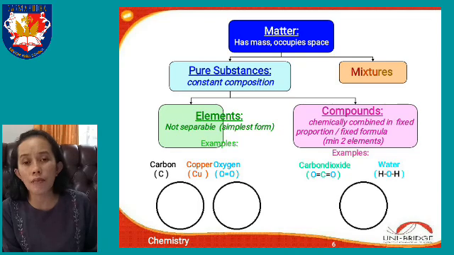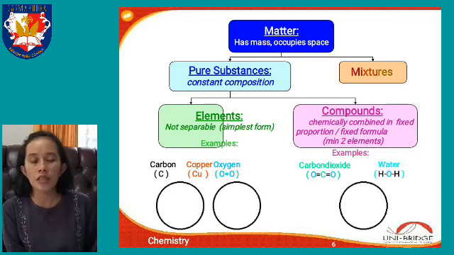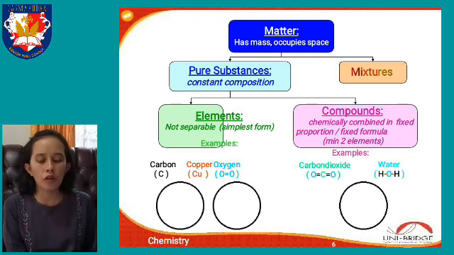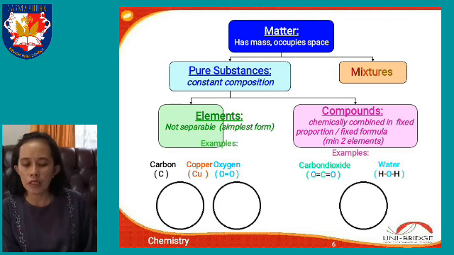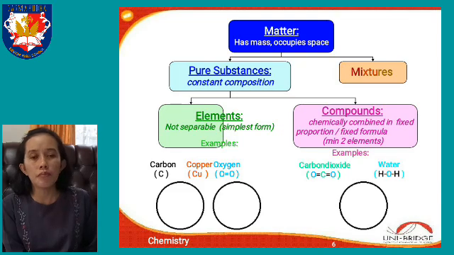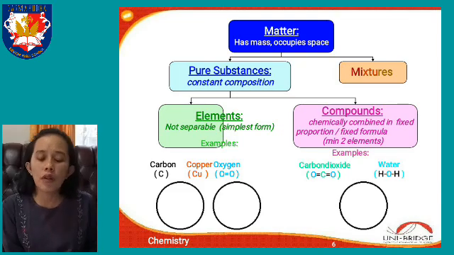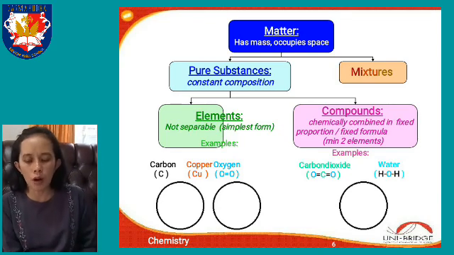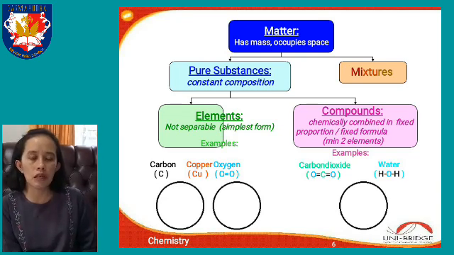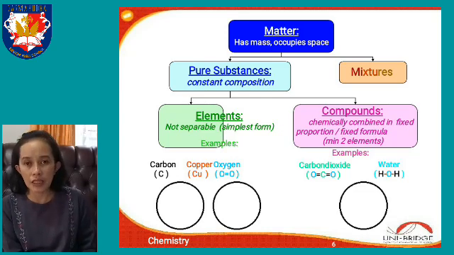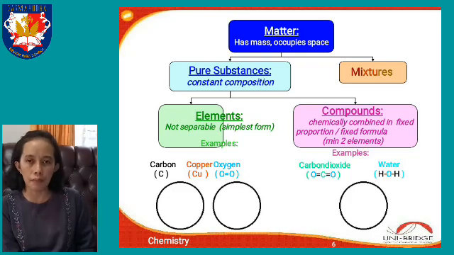The first one is element. An element is a simple substance that cannot be separated by chemical means. And the second one is compound. A compound is a substance that can still be divided by using chemical means, but it has a fixed composition. Examples of elements, as you can see in your periodic table, are carbon, copper, oxygen, magnesium. And examples of compounds are water, carbon dioxide, methane.